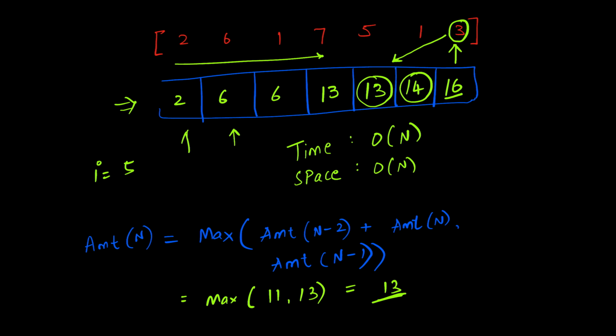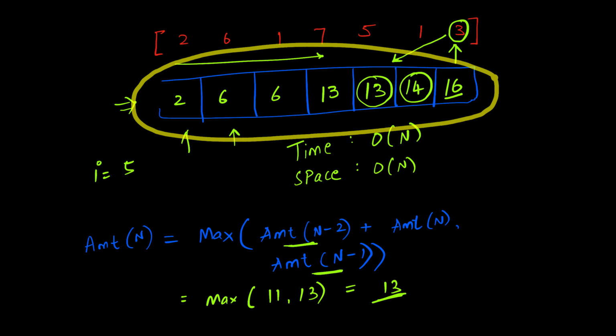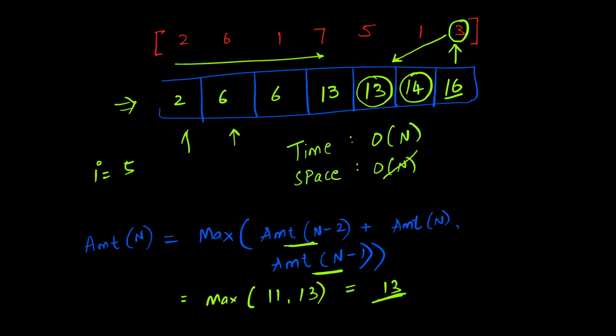As we are only using the amount we robbed at n-1 and n-2 positions, instead of saving the entire dynamic programming array, we can optimize it to only use two variables to record the values. This will further improve our space complexity to O of 1, that is constant space.